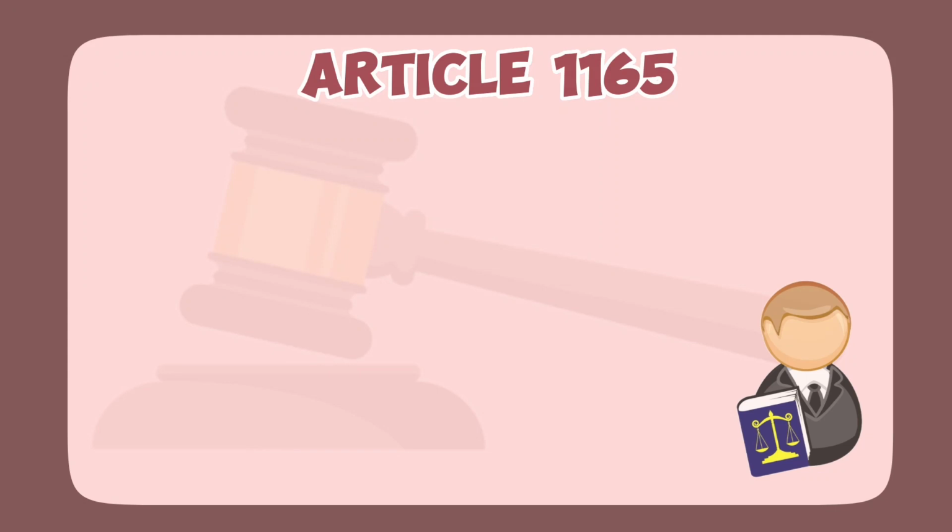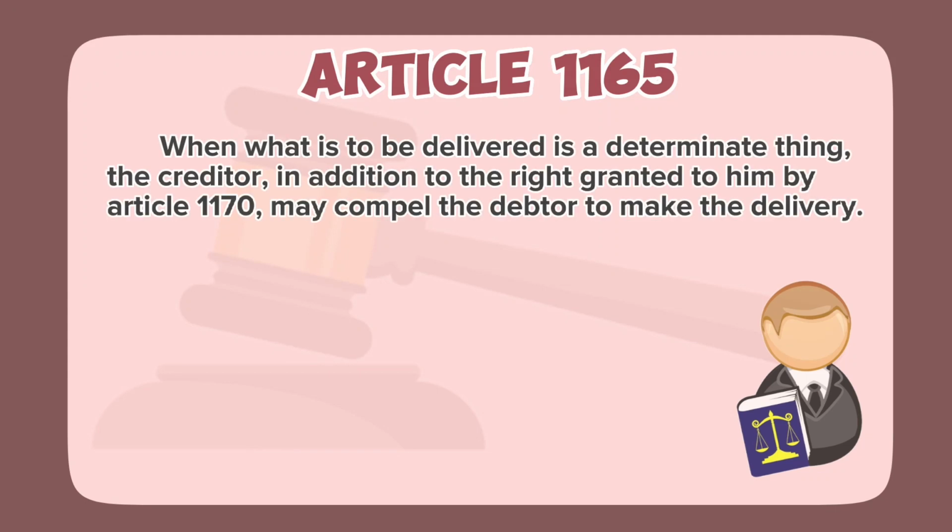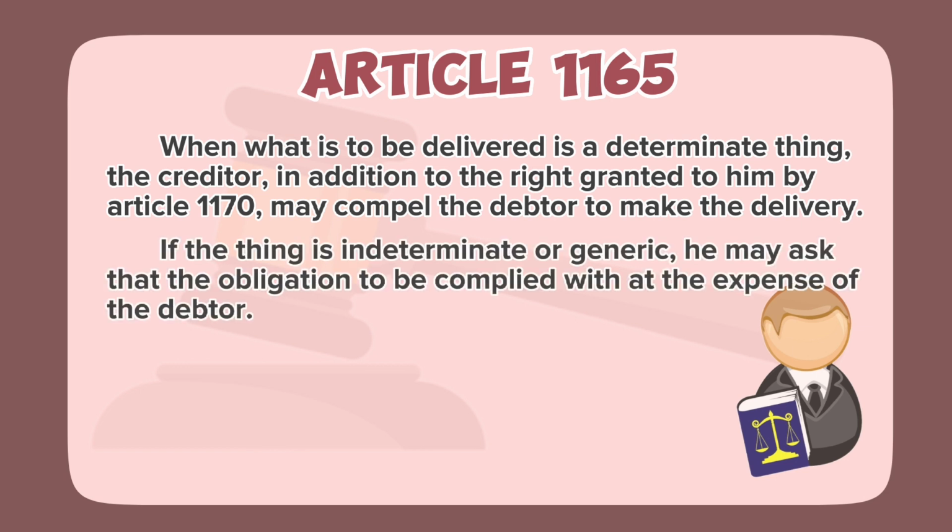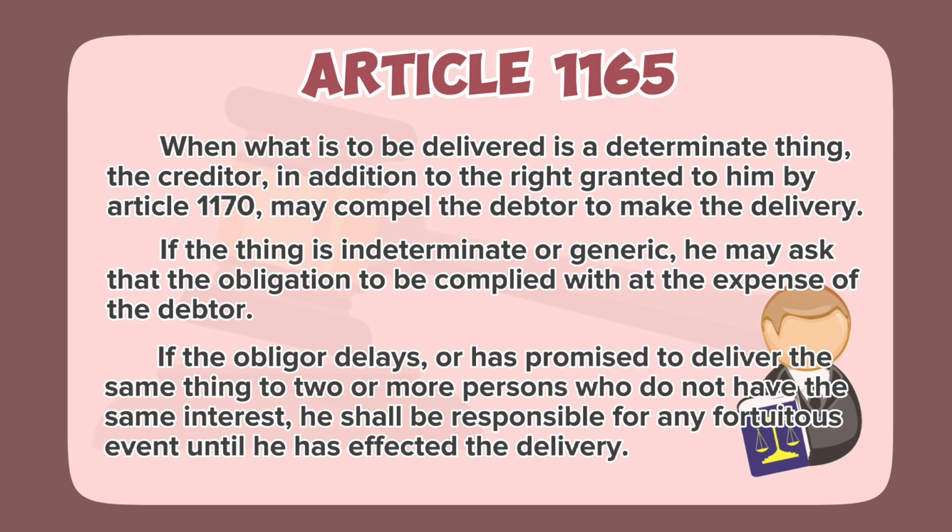Article 1165. When what is to be delivered is a determinate thing, the creditor, in addition to the right granted to him by Article 1170, may compel the debtor to make the delivery. If the thing is indeterminate or generic, he may ask that the obligation be complied with at the expense of the debtor. If the obligor delays, or has promised to deliver the same thing to two or more persons who do not have the same interest, he shall be responsible for any fortuitous event until he has effected the delivery.